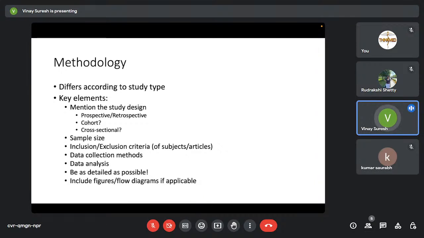And also when you submit to any journal, the peer reviewers get a rough idea, in fact a clear idea, as to what's the strength of the study, what's the quality of the study, by just reading the methodology. And of course you need to include figures and flow diagrams if applicable. We have the PRISMA flow charts for systematic reviews, but even if it's a narrative review, consider synthesizing a flow diagram.